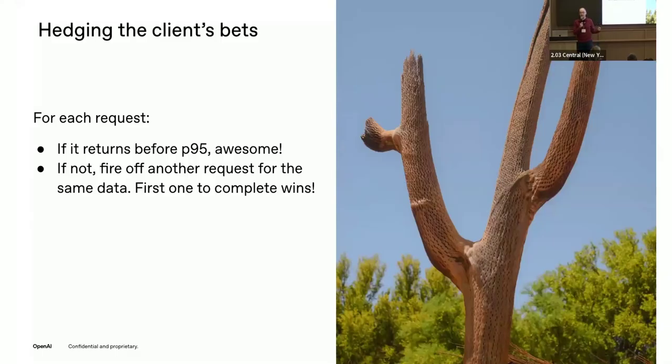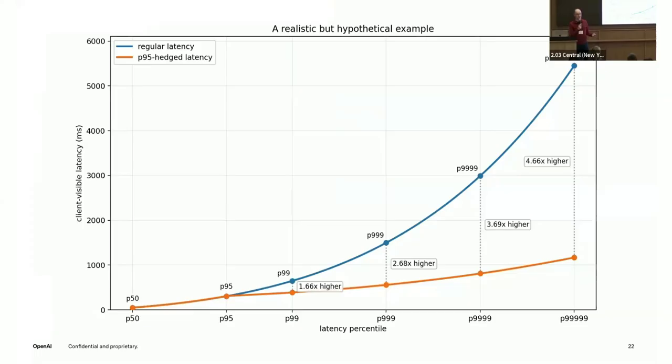This is really nice because it caps how much extra work we're doing. We're not doing any more than about 5% extra work, but it has a huge effect on latency. Here's the difference. So the orange line is the same thing, but we hedge after P95. So P50 and P95, same exact behavior. At P95, we just fire off a second request. It's sampled from the same distribution as the original, and we just take whichever one is faster. Okay? And the difference is dramatic, right? It's like factors worth of difference at every step.